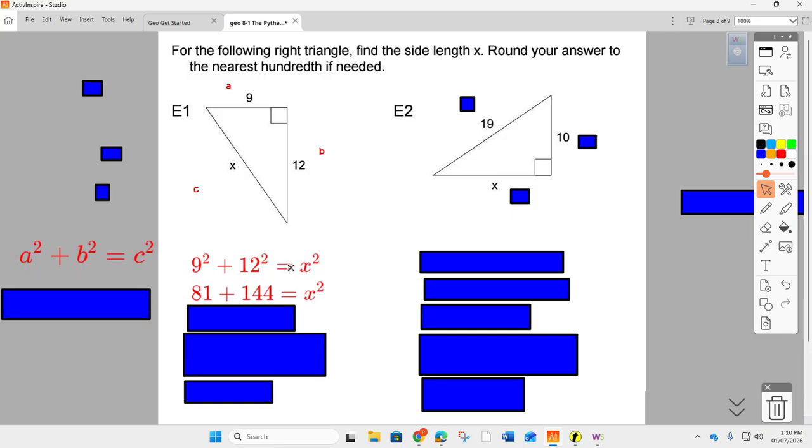We could take a shortcut. We could do 9 x squared plus 12 x squared on your calculator, and it would add that together for you. So now we know that x squared equals 225. We want to know what the side length is, what that number is. It represents the length of that hypotenuse. So we have to get the x by itself. Is it x by itself right now?